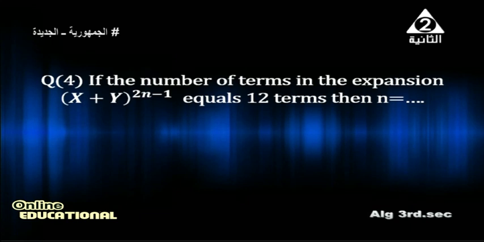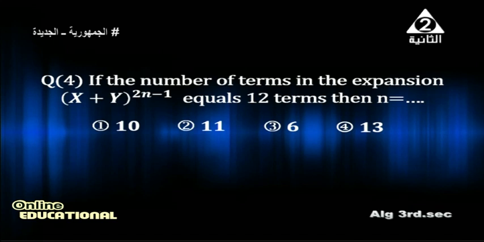If the number of terms of the expansion (x + y)^(2n - 1) equals 12, then n equals? Choose the correct answer: 10, 11, 6, 13.